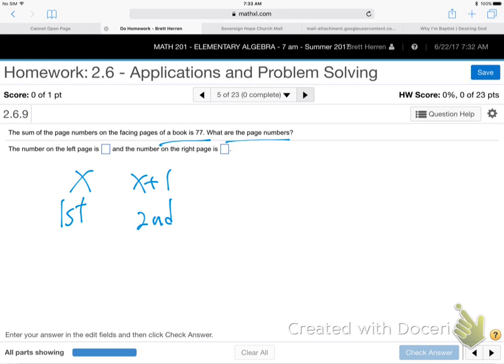See what they're doing there? Does that make sense? And then where do we go from there? What do I do with that x and that x plus 1? Combine them in. Sum is 77. What does sum mean? Equals. It means adding up to equal 77.